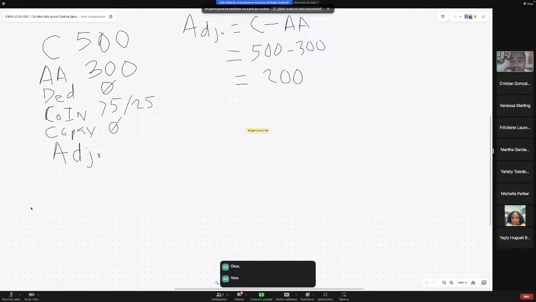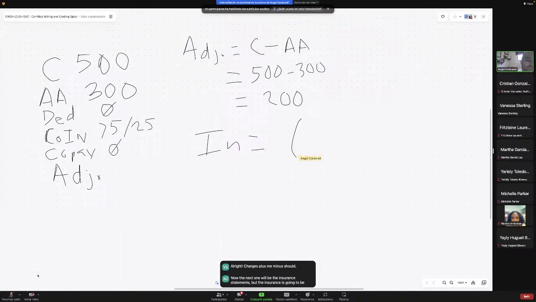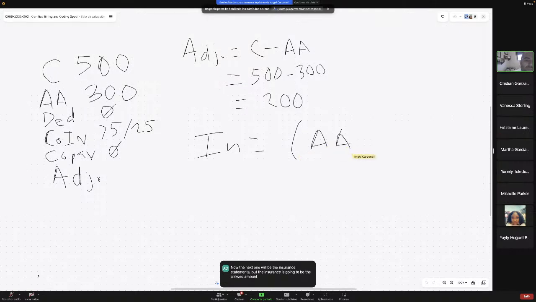Now, the next thing will be, let me see if I could move this a little bit. How do I move this? With this? Yes, exactly like this. Perfect. Let me write out. Now, the next one will be the insurance payment. For the insurance payment, the insurance is going to be the allowed amount minus deductible, and then the whole thing will be multiplied by, in this case, 75% because it's the percentage.